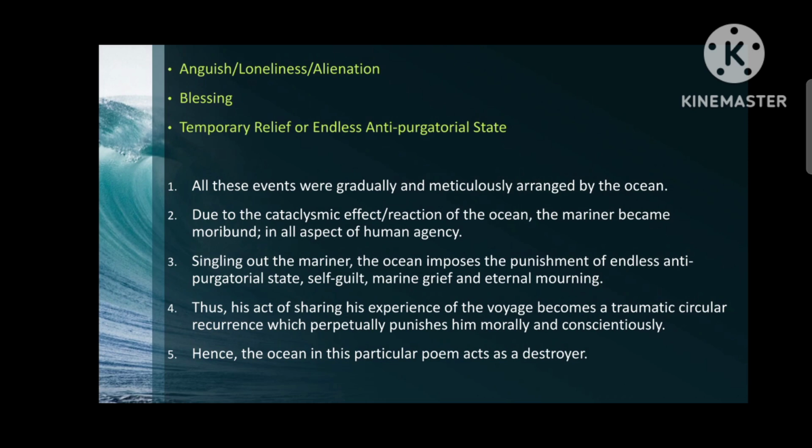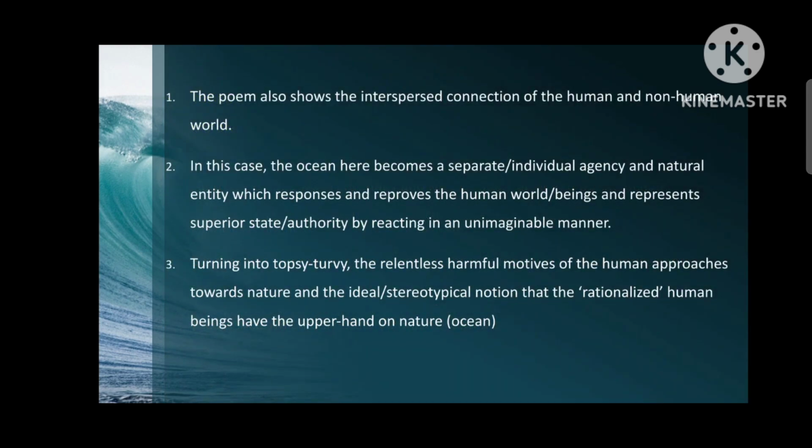And fifth, hence the ocean in this particular poem acts as a destroyer. So S.T. Coleridge portrays this ocean as a destroyer and a protector of this marine ecology, right? So this poem also shows the interspersed connection of the human and the non-human world. This shows how the human and non-human world are connected to each other, and if the human world harms the non-human world, then the non-human world, that is the ocean, is capable of taking revenge, right?